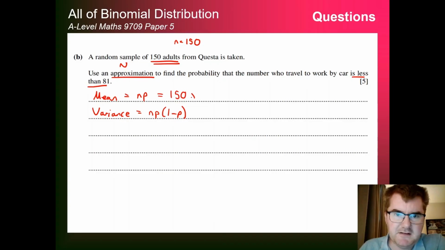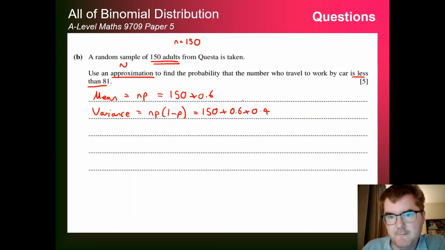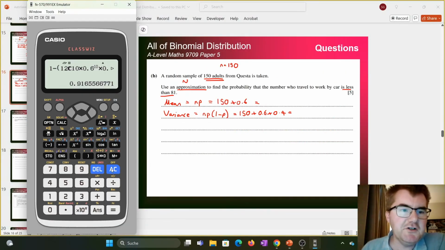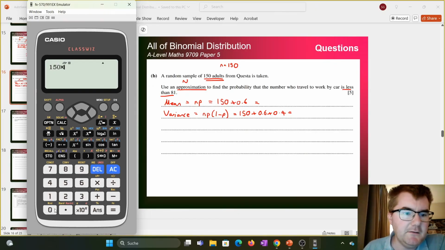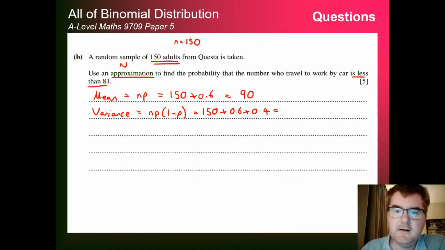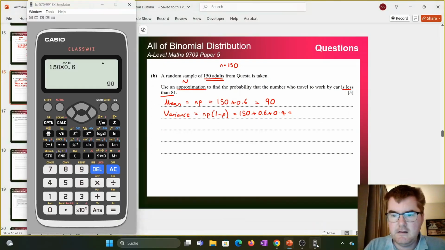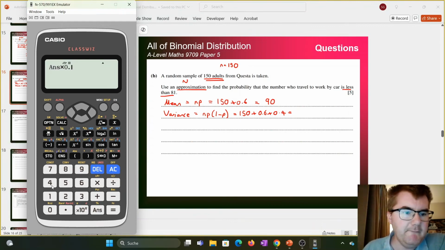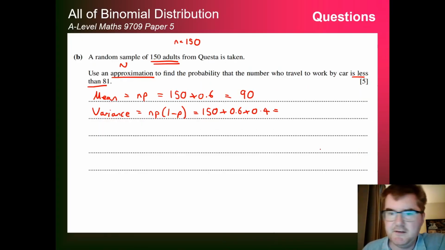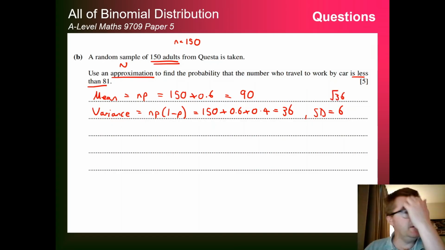So we have 150 times, what was our probability? 0.6. And we have 150 times 0.6 times 0.4. So let's work out those values. Again, you'll get some marks just for working out this part before doing anything else, the continuity correction and the rest of it. So we have 90 here, and we times this by 0.4, giving us 36. Oh, that's a nice number for the standard deviation. So it means the standard deviation here is going to be 6 because it's the square root of 36. So that's kind of useful.